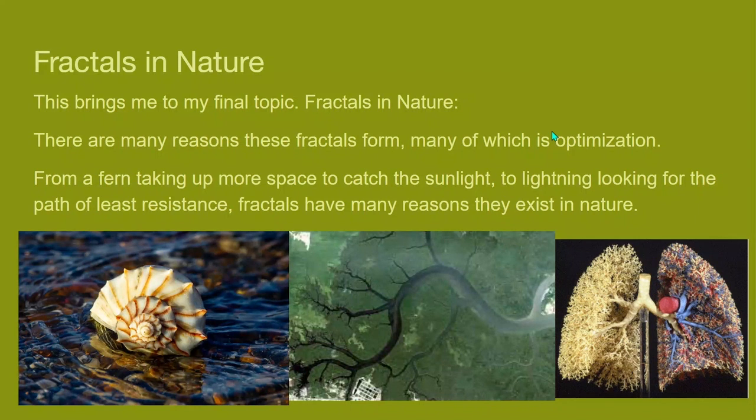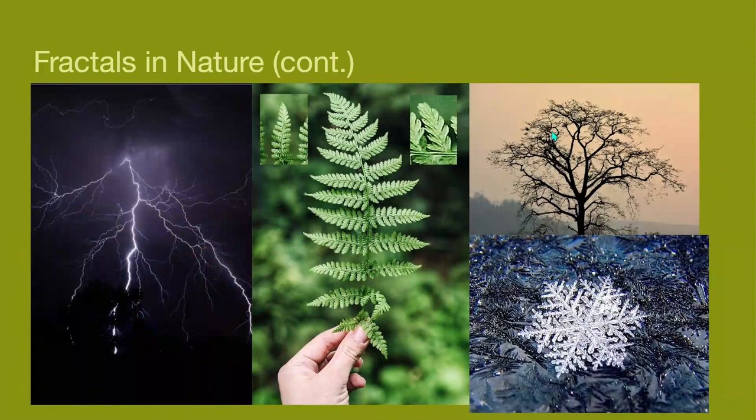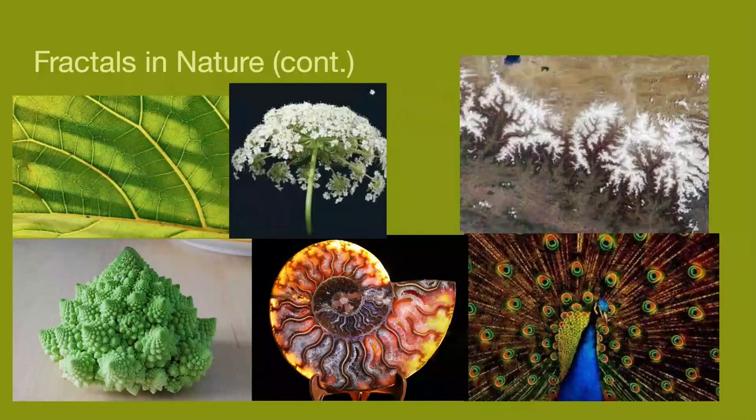Here are some more examples of fractals that can be found naturally. For example, lightning and ferns, as I talked about on the last slide, trees, like I talked about 2 slides ago, and even snowflakes as well. Here you can see leaves, mountain formations, a peacock's feathers, ammonite, even broccoli. Well, technically this is a special type of broccoli, but even if you look at the broccoli you find in the grocery store, it sort of has fractal generation as well.